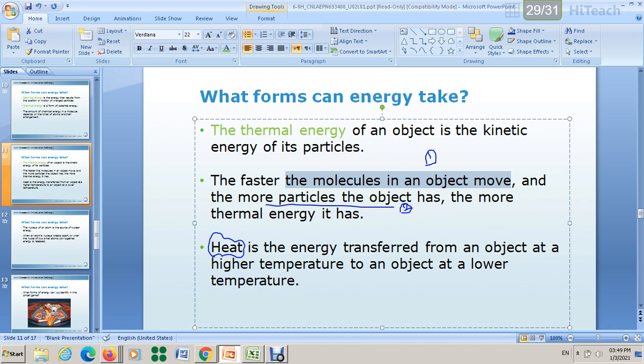To give you an example, if you put your hand on the table, the table is cold and your hand is warm. The energy will be transferred from your hand to what? To the table, from higher temperature, your body, to lower temperature, which is what? The table. So this is the heat. This is the transferring of energy from an object at higher temperature to an object at lower temperature.